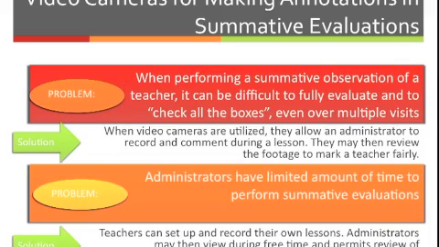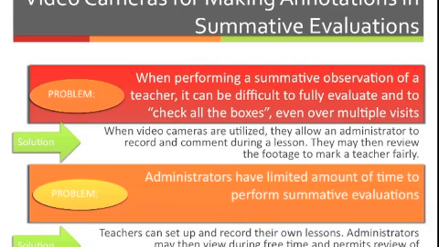Video cameras can also be used in making summative evaluations. There are two problems that come about with summative observations. One is that supervisors find that when they perform summative observations of a teacher, it can be difficult to fully evaluate and to check all the boxes, even over multiple visits. They're often long and tedious forms to fill out. When video cameras are utilized, administrators are able to record and comment during a lesson. They can then review this footage later to mark a teacher more fairly.